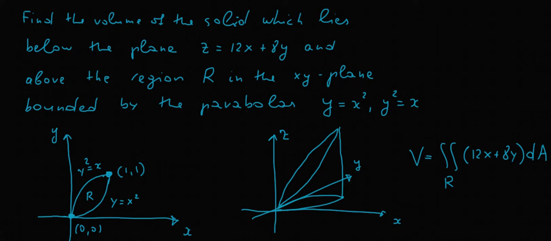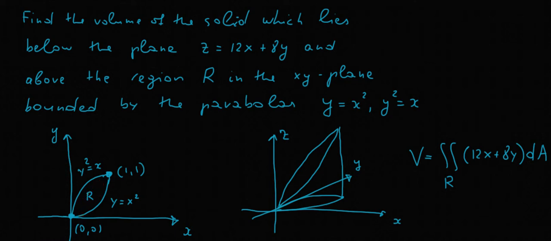First, let's sketch the region R in the xy plane above which our solid lies. We draw the two parabolas, y equals x squared and x equals y squared. It's easy to find their intersection point. It's the point 1, 1. Also, of course, the parabolas meet at the origin, 0, 0. And the region that lies between these two parabolas is the region R that we are looking at.